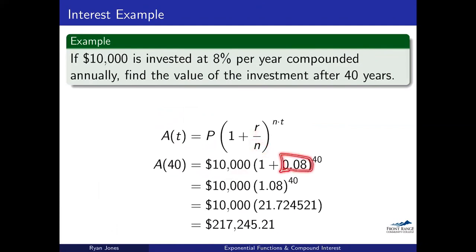So 0.08 divided by 1, I'm just going shorthand here and saying 0.08. N times T, well, N is 1 and T is 40, so that's just my 40 right there. And what you'll notice here, I like to do this step by step and I like to be very careful with my algebra and the decimals that I use here. So I have 10,000 multiplied by 1 plus 0.08 to the 40.